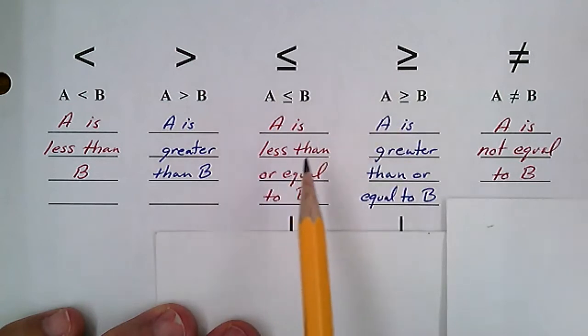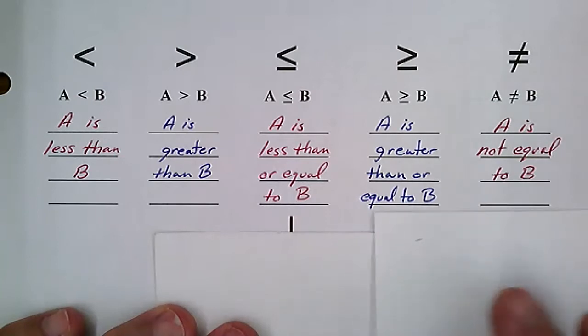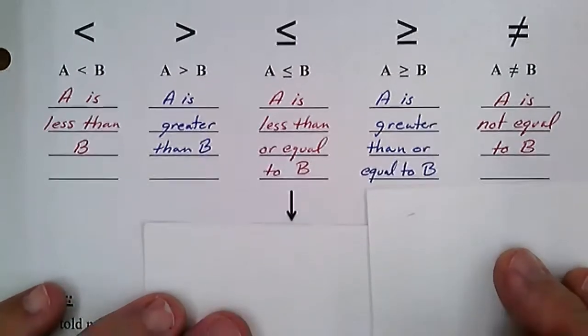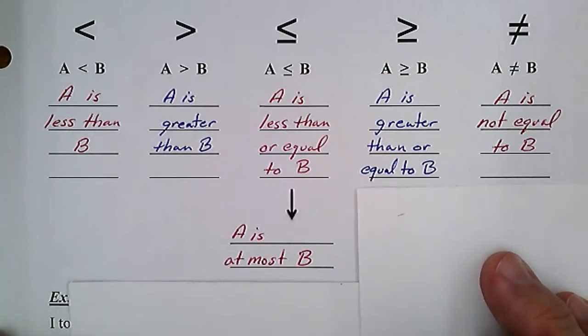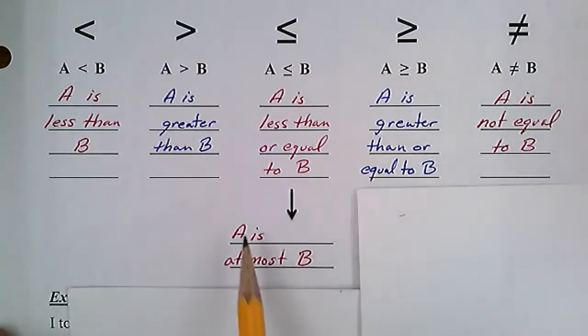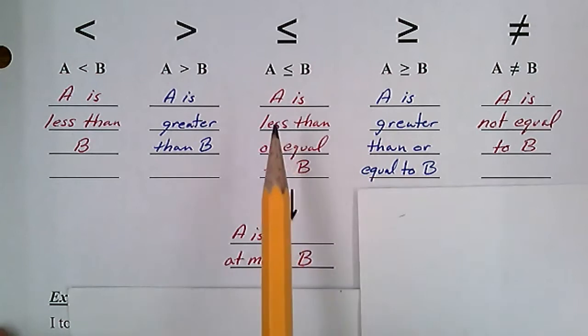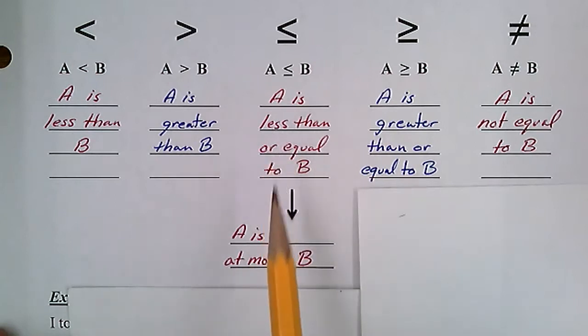So we could say A is less than or equal to B. There's another way to say it, and this is the one that often gets students confused. We could say A is at most B. Now, many of you get confused because you see the word at most, but then you see the word less, and that's a little confusing. So I'm going to give you an example in just a moment.